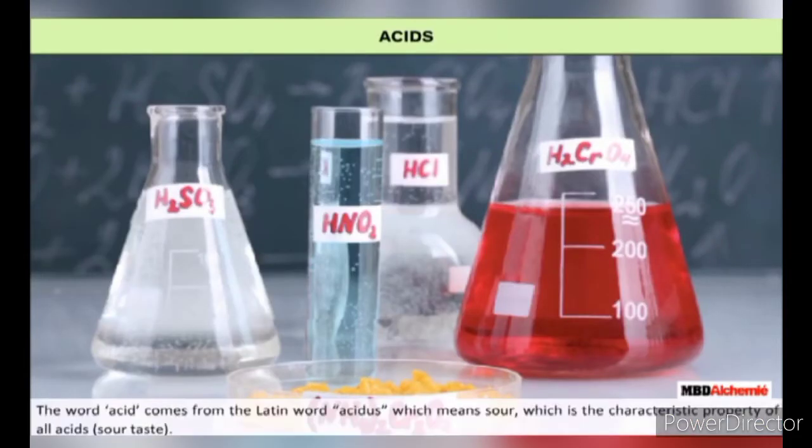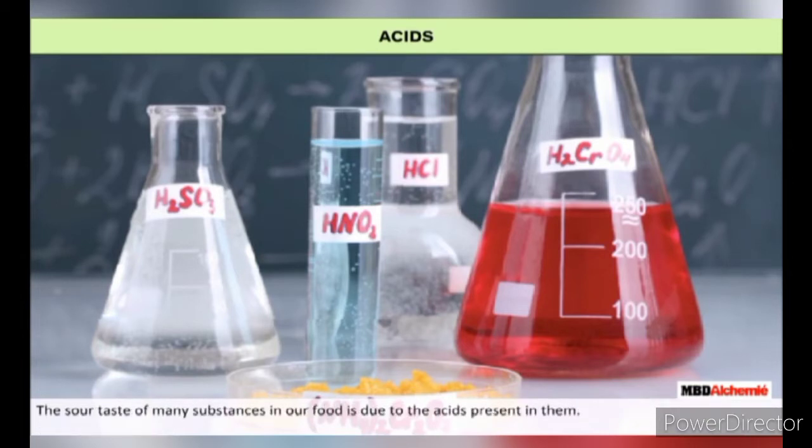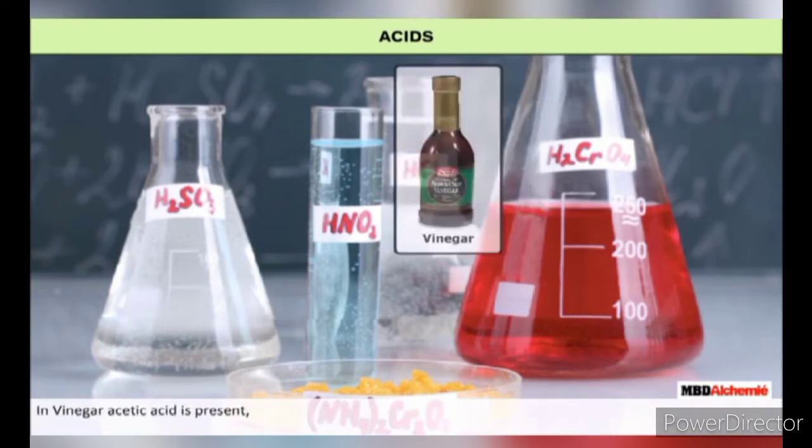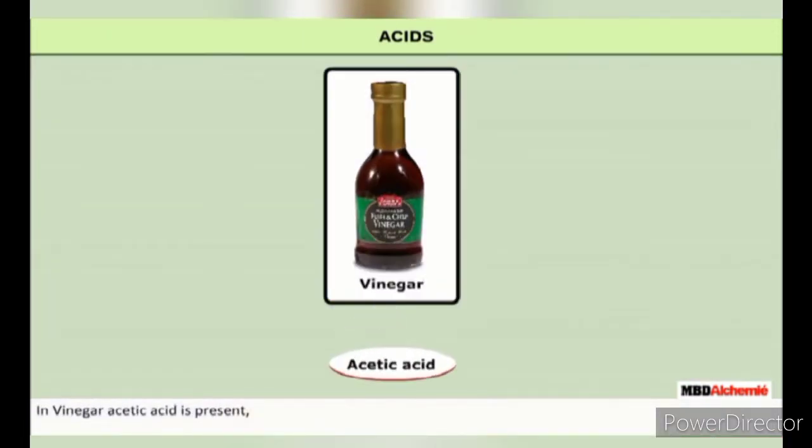Acids. The word acid comes from the Latin word acidus, which means sour, which is the characteristic property of all acids. The sour taste of many substances in our food is due to the acids present in them. For example, in vinegar, acetic acid is present.